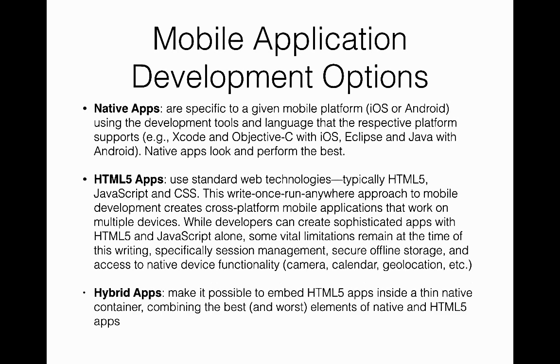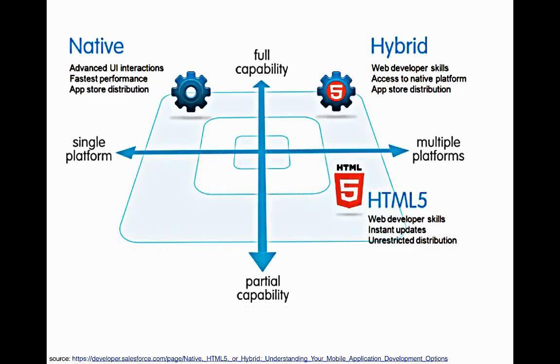The third development approach is hybrid apps. They combine the best of the upper two. They embed standard technology HTML5, JavaScript, CSS inside a thin native container, which enables these apps to access native features like camera, geolocation, etc. To better understand the relationship between these three approaches, let's take a look at this diagram.